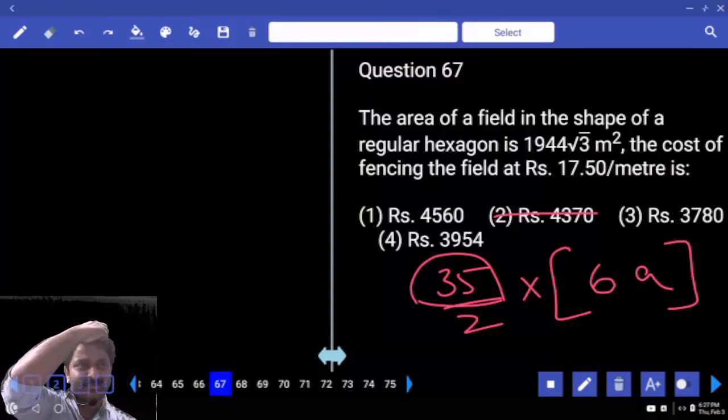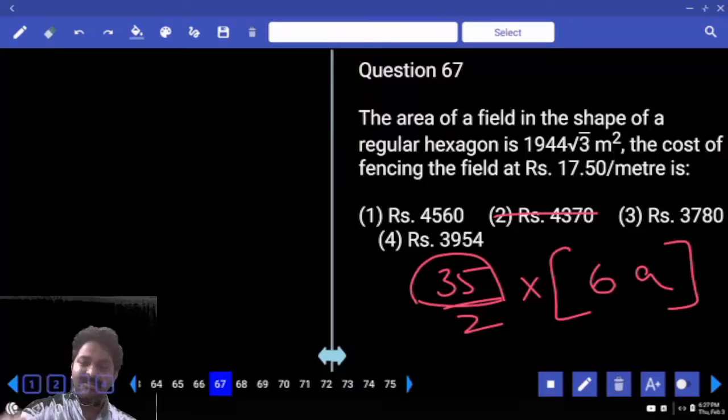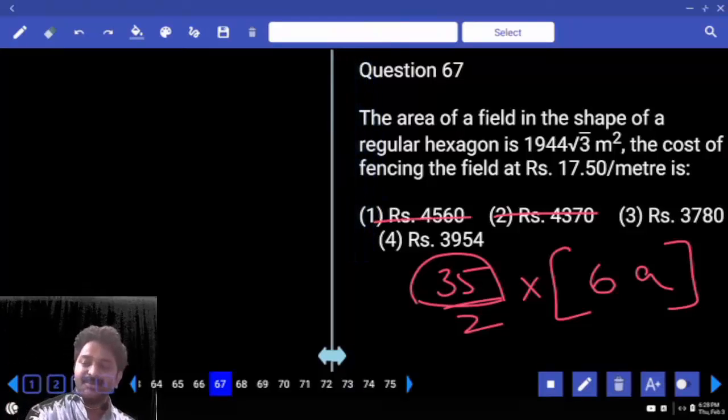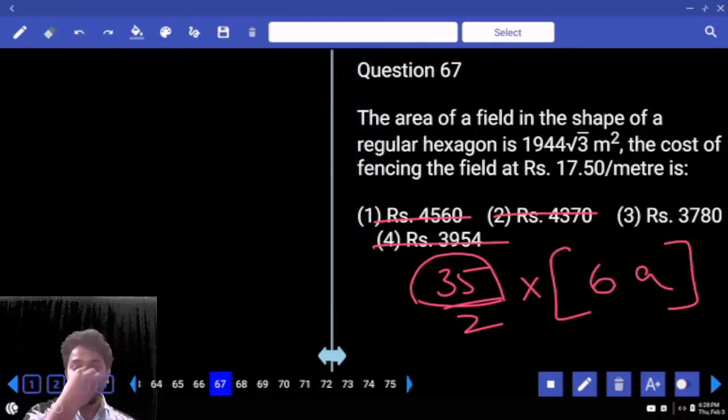7 sixes are 42, 36 is there. No. Third option, 7 fives are 35, 28 is there. Yes, maybe your answer. Fourth, let's eliminate this. 7 fives are 35, 45 we have. 6 times 7 is 42, 34 is left. No. Only one option is left, third option, final answer. We verified the multiples of 3 and 7.